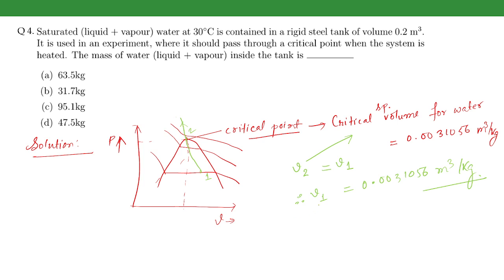Now this is the specific volume and this is the total volume. So the total mass of water inside the tank is m, that is V by specific volume. V is 0.2, divided by 0.0031056. So this value comes out to be 64.4 kg. So this is option A.